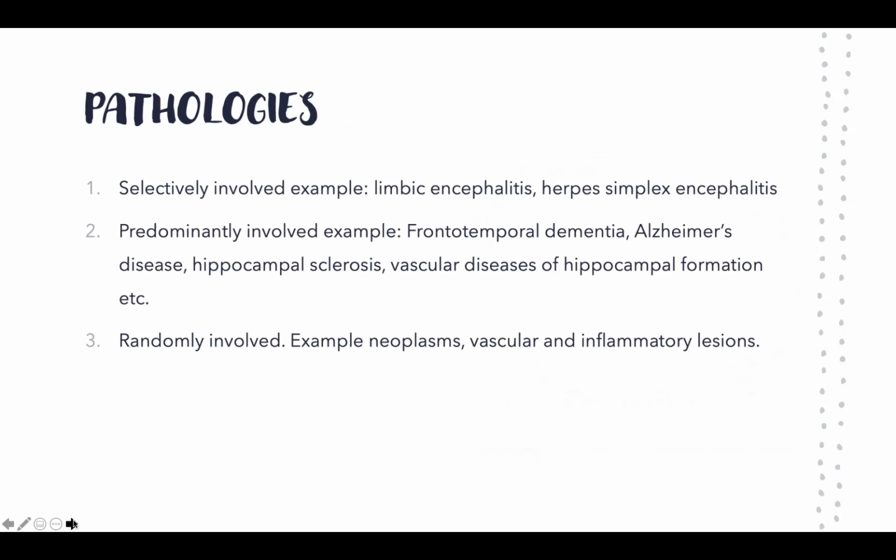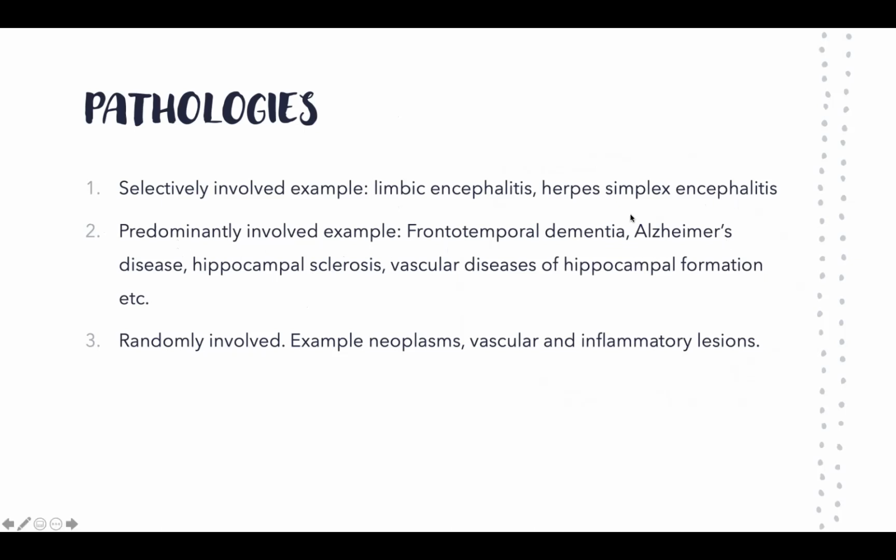And now we'll talk a little bit about pathologies. So in terms of pathologies, there are three kinds of things that we should think about. Whether the pathology is affecting just the limbic system, so selectively involving it. Example, limbic encephalitis, herpes simplex encephalitis. So this is a viral encephalitis that just affects the temporal areas, so selectively involves it. Or whether it's predominantly involving it. So it affects somewhere else as well, but mainly the limbic system. Or if it's just randomly involved, so maybe you've got a disease process and it's just caught it by accident.